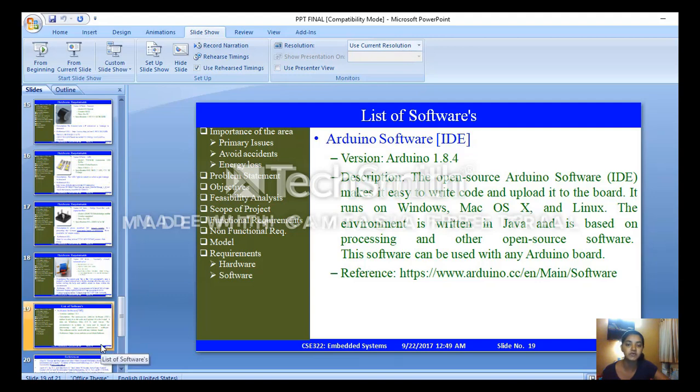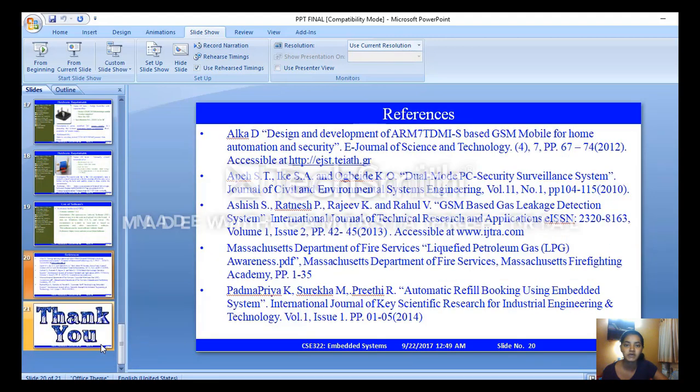The references of all the hardware components are given below the slide. These are the references of the project which we have taken. Thank you.